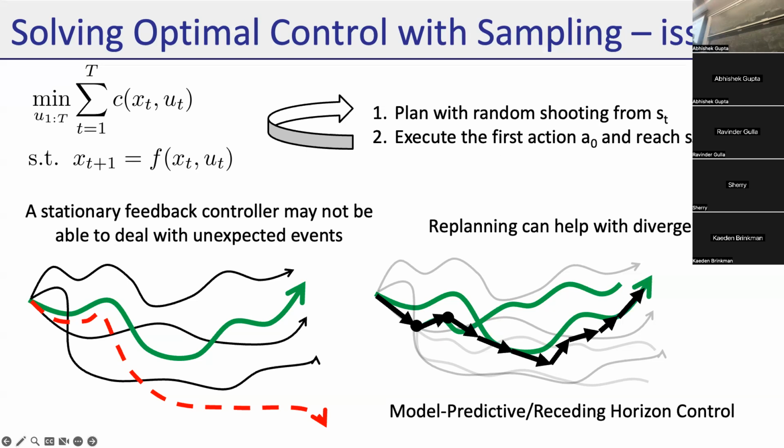And so the next algorithm we're going to discuss is called model predictive control, or MPC. The key idea behind MPC is just doing replanning. That's it. Same algorithm as one, just replan. Does that make sense?